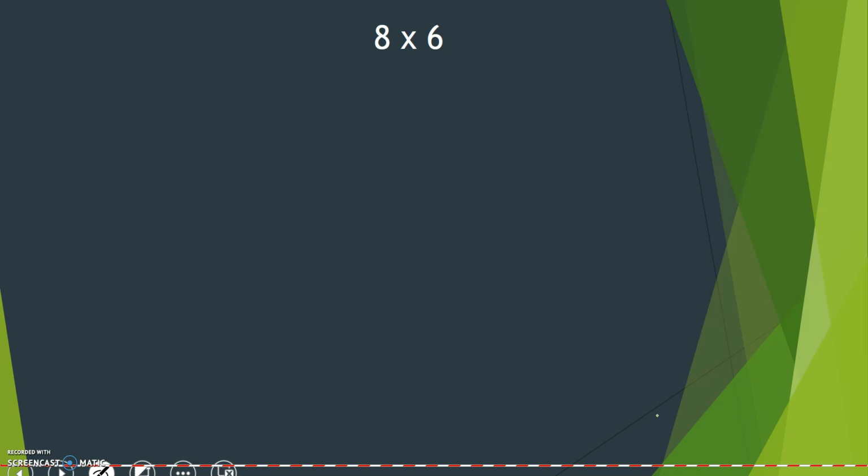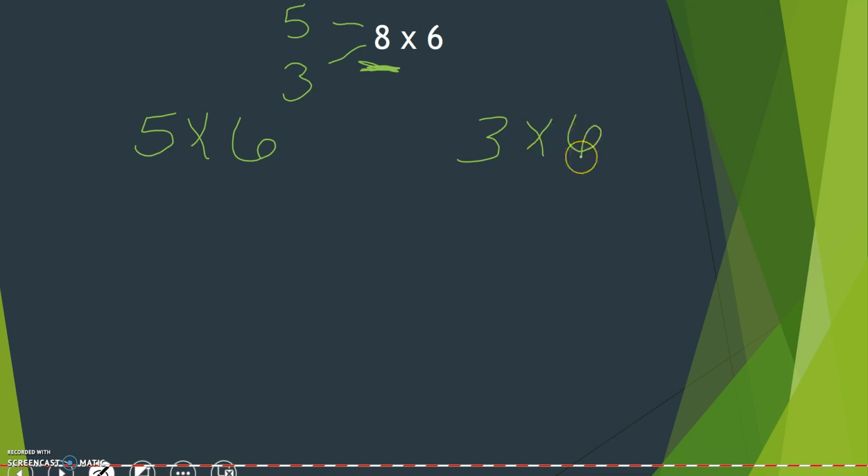Okay, if I were doing the distributive property, I would look at 8. 8 isn't the easiest number to multiply by. But I do know my 5s pretty well, and I do know my 3s pretty well, so I can divide 8 into 5 and 3. So now I'm multiplying 5 times 6 and 3 times 6.